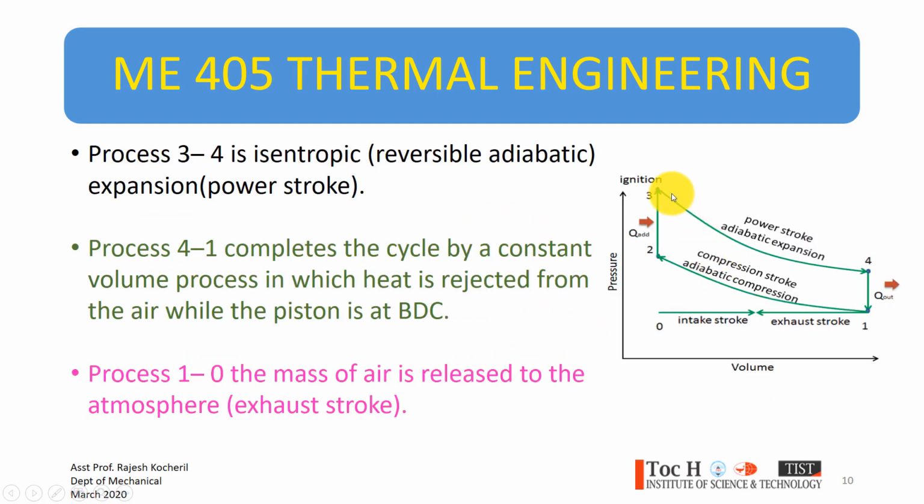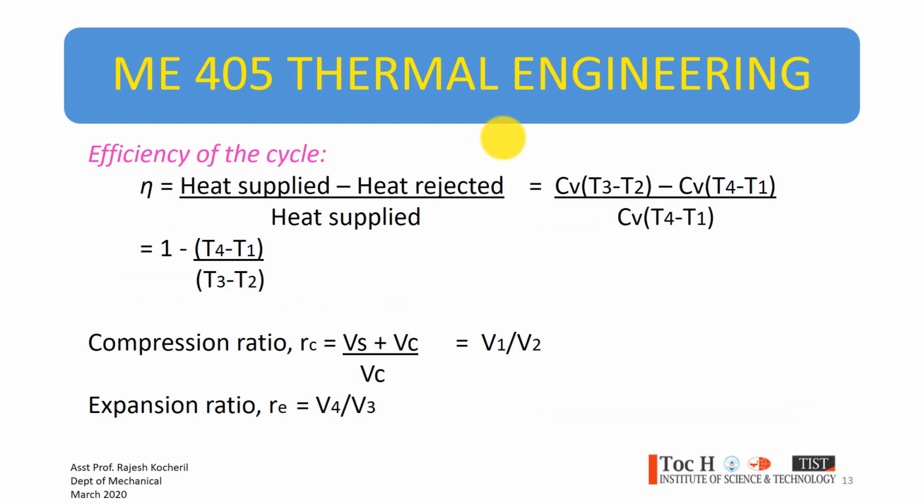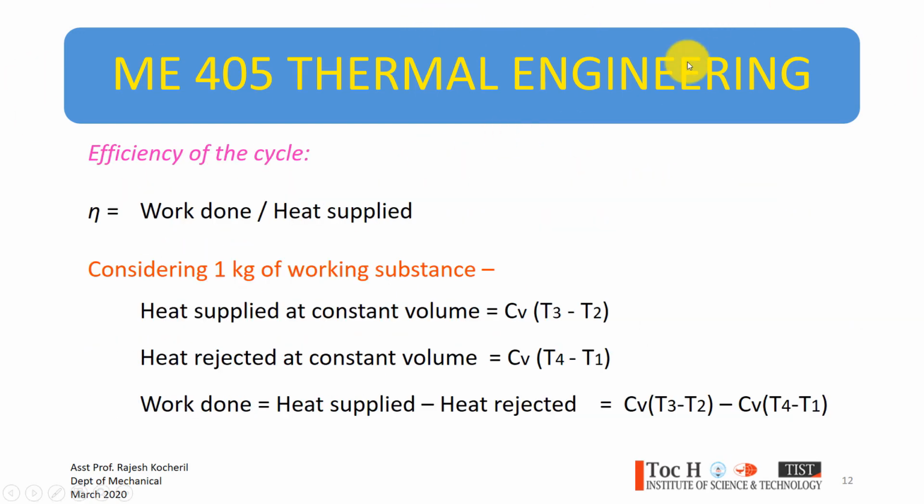T3 minus T2: T3 is the point where the heat addition is cut off, and T2 is the point where the heat addition commences. Therefore, the heat supplied to the system at constant volume is Cv into T3 minus T2. And heat rejection, as you are aware, is from process 4 to 1. Therefore, the heat rejection at constant volume is Cv into T4 minus T1.